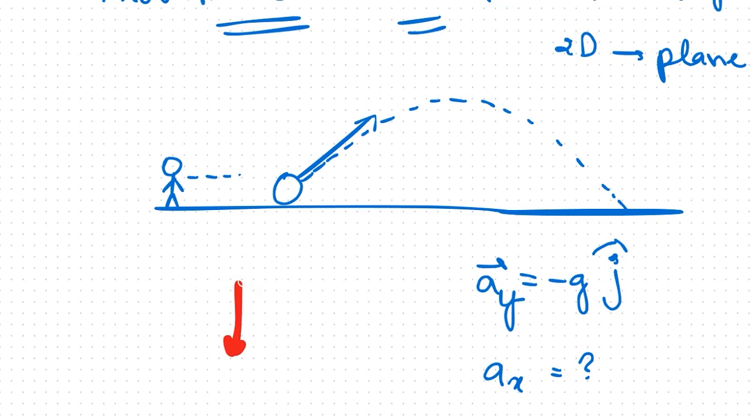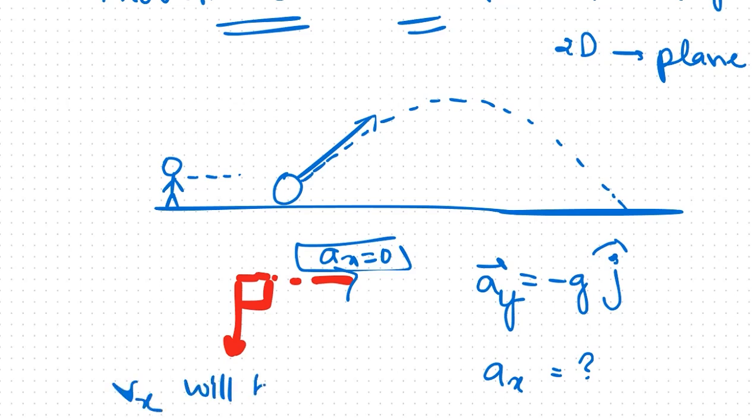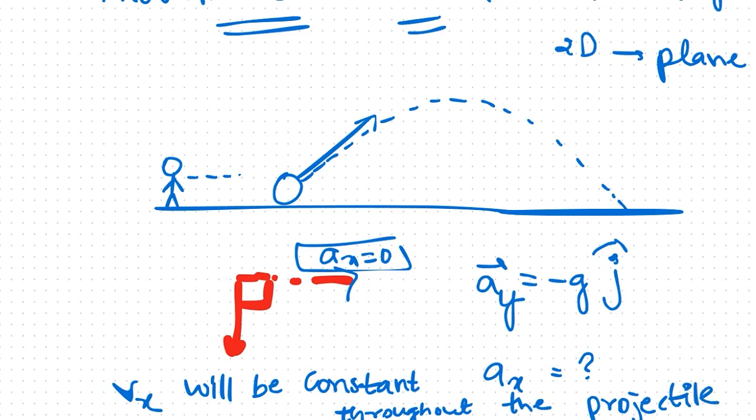So it doesn't have any component along the perpendicular direction. Why? Because the dot product, I think you know, is 0 for perpendicular vectors. So ax is 0. Along the x direction there is no acceleration. That means, what can you comment about velocity? It's constant. So vx will be constant throughout the journey, throughout the projectile. This path is called projectile motion.